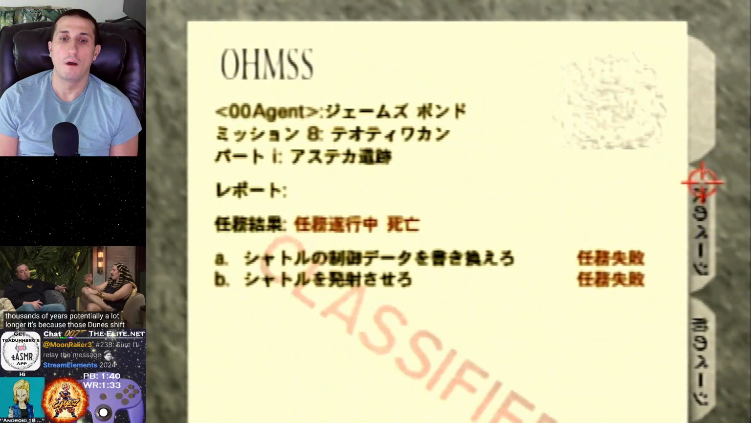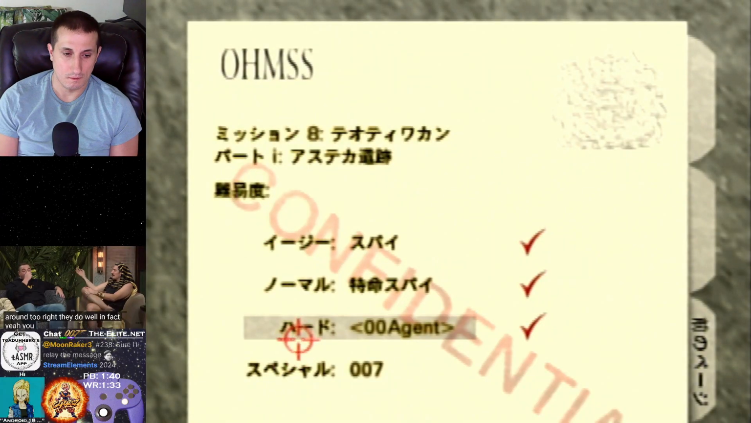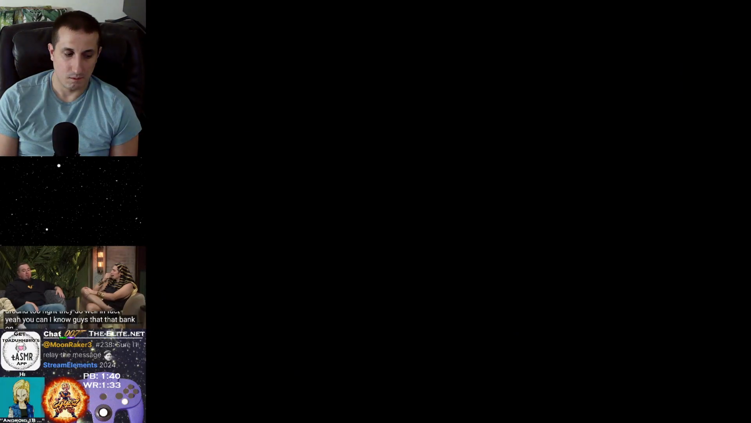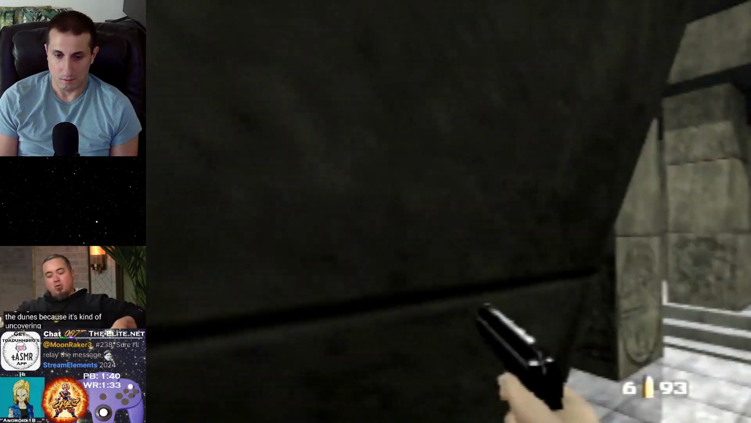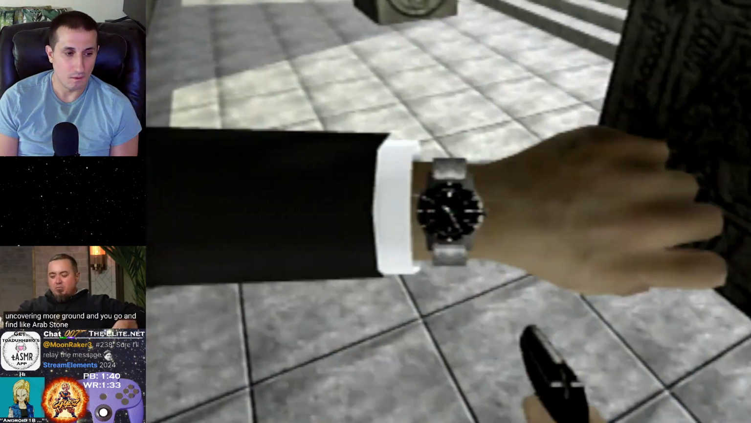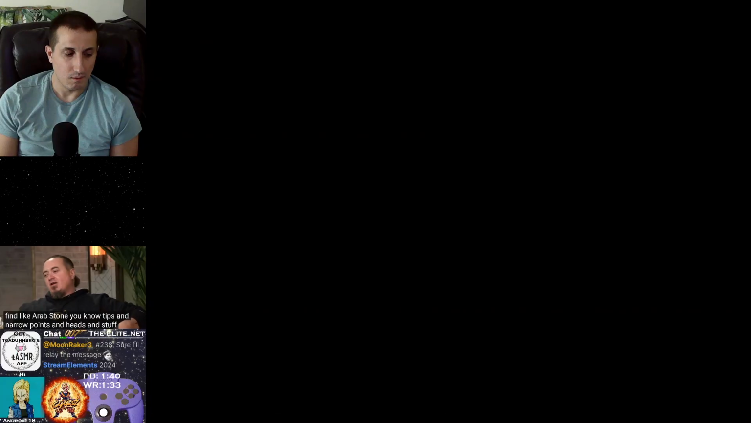It's because those dunes shift around too, right? They do. I know guys that bank on that. As the dunes shift, every few years you might go and look at the area between the dunes because it's uncovering more ground, and you find arrow stone tips and arrow points and heads and stuff. So there's a lot of parts of the world we haven't looked. A lot of the areas had a lot of devastation.